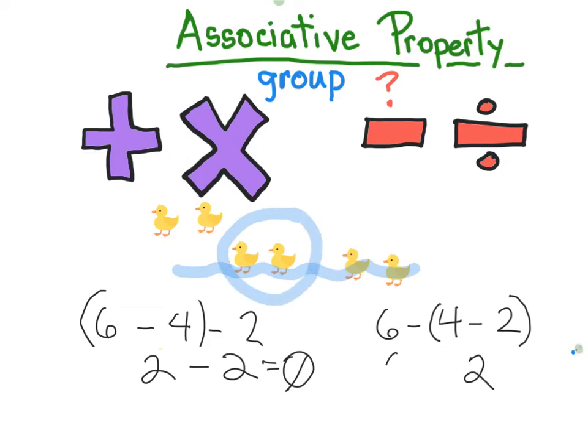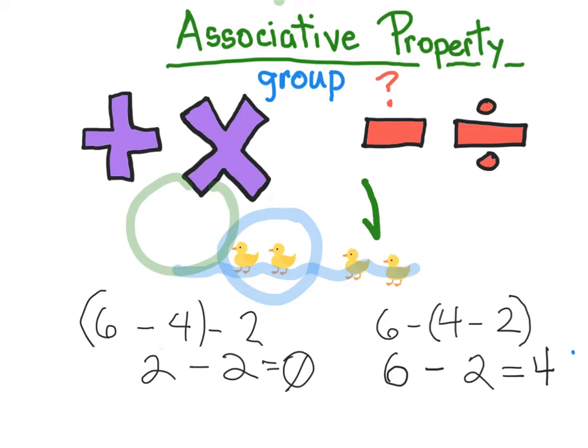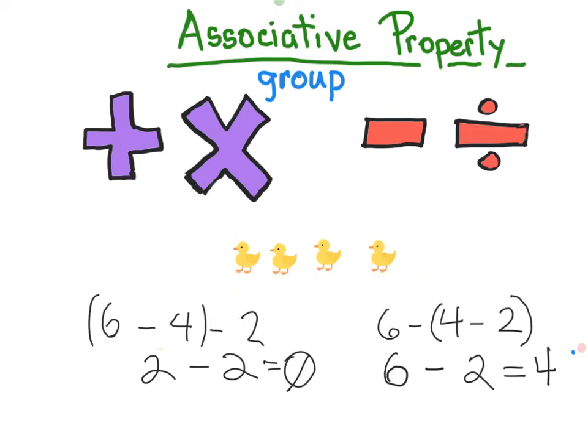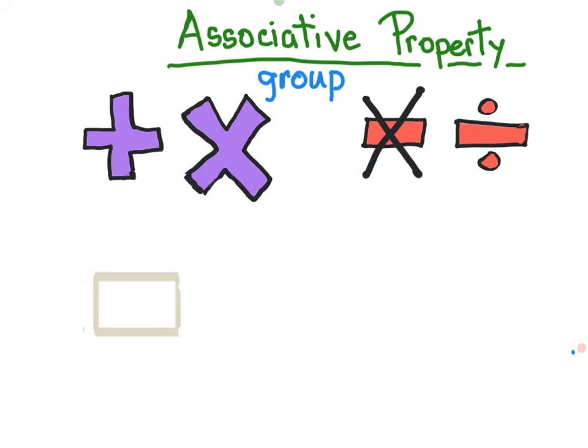So in both expressions, we started out with 6 ducks, but this time only 2 went back to the nest. And these are the 2 that went back to the nest. 6 minus 2 is equal to 4, and we can see 4 ducks in the pond. The 2 ducks that never left, and the 2 ducks that came back. And we could see that their answers are not the same. Therefore, the associative property does not work for subtraction.